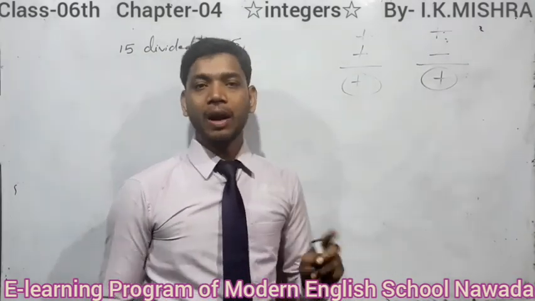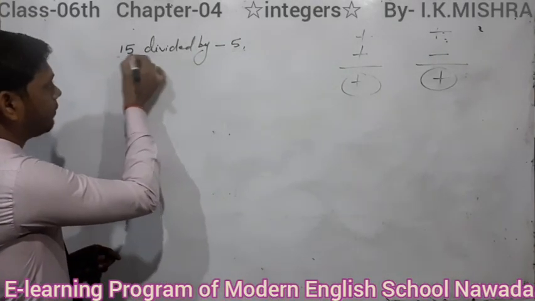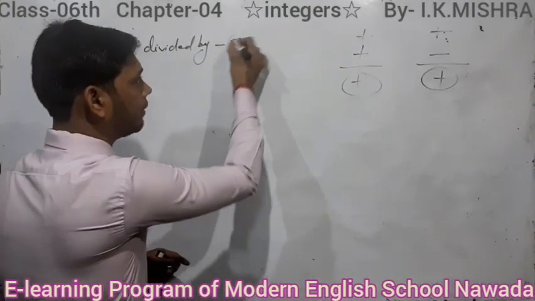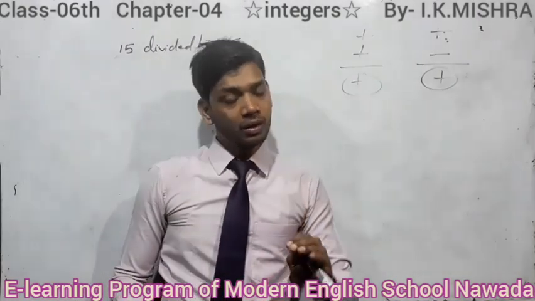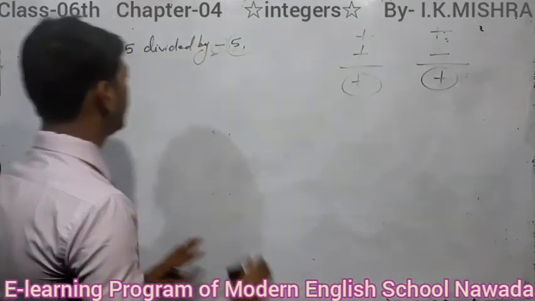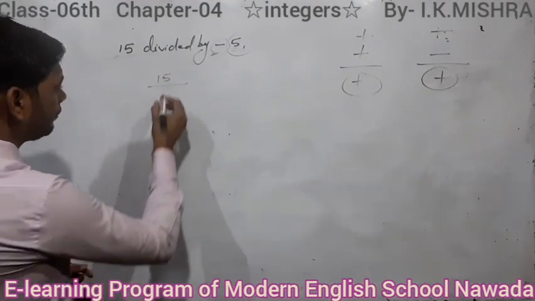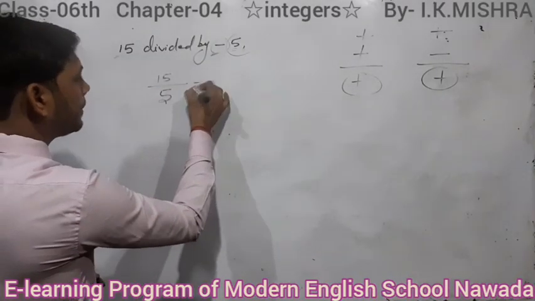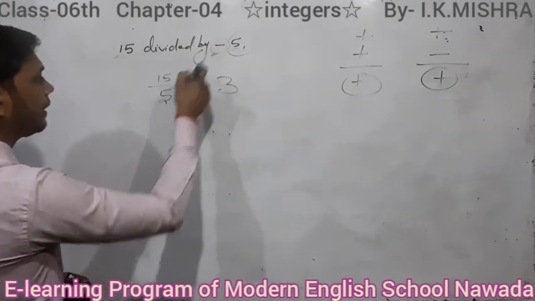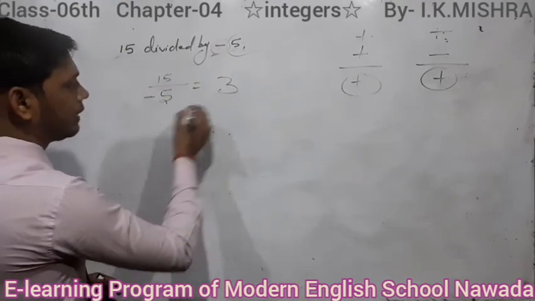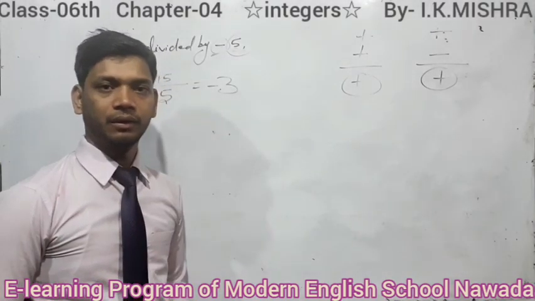But here you have to divide the integer 15 by 5 regardless of the sign. Don't use the sign in division. So, students, you write 15 divided by 5, and the result is 3. But here you have to divide by -5, so the result is -3.